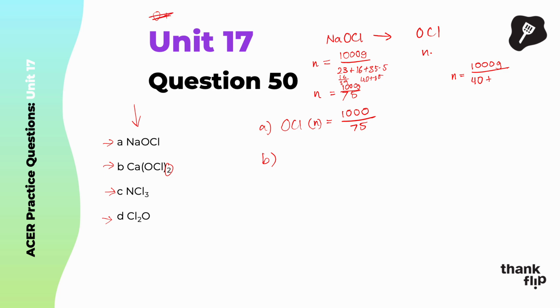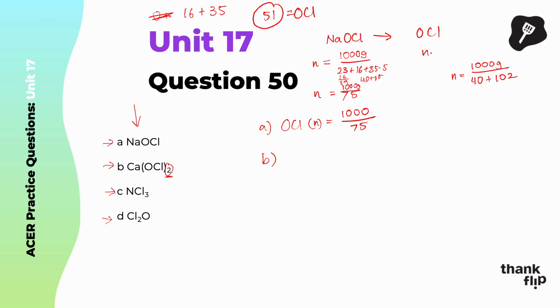So we have 16 plus 35, because we're going to be using this number again and again. So this is going to give us 51. Okay, so this is OCl. And then here we have 2 of them, so that's going to be 102.